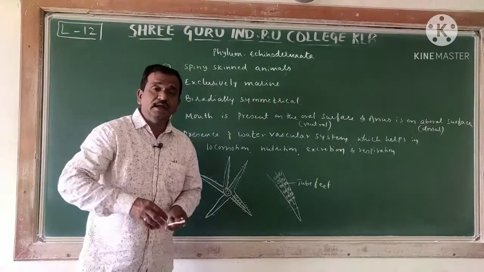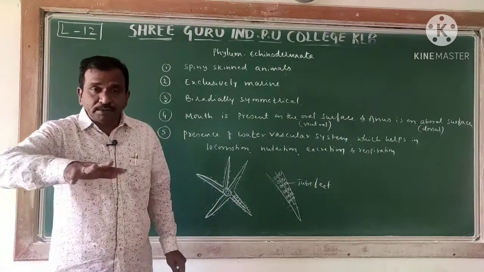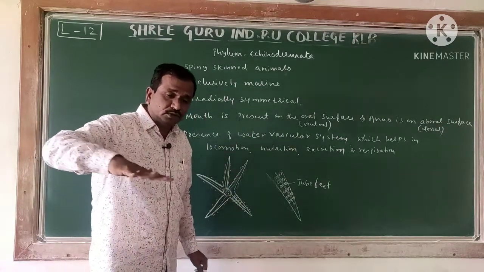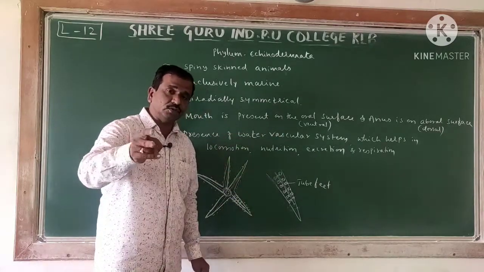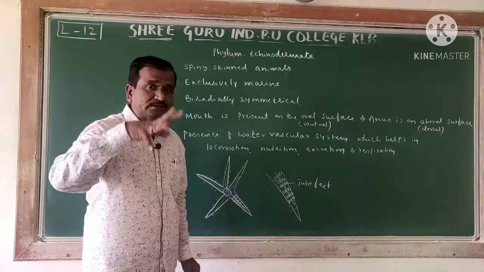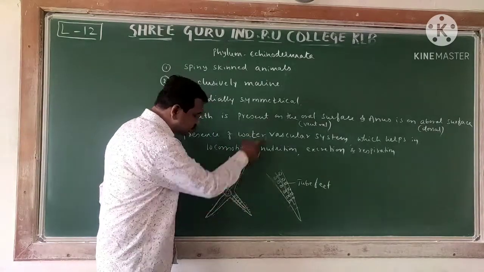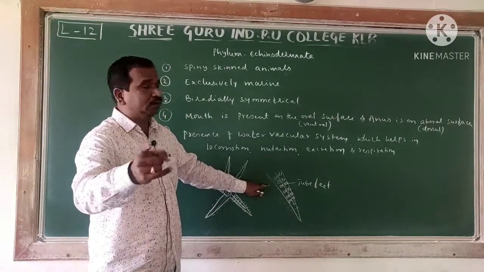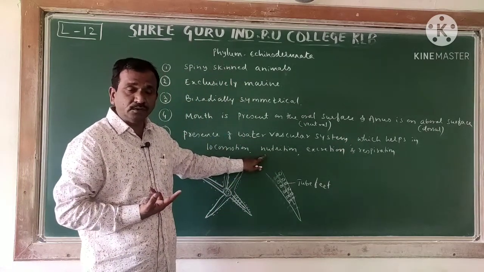So what will happen? During the time of movement, muscular contraction takes place. When the muscular contraction takes place, the tube foot squeezes, so that the movement takes place. Locomotion takes place by means of muscular contraction, so the contraction and relaxation of the tube feet also takes place. Then what will happen here? The tube feet suck the water, collection of water takes place. When the collection of water takes place, along with the water oxygen comes, respiration is also taking place, and along with the water food material also comes.